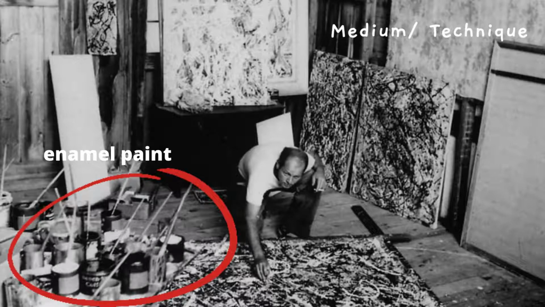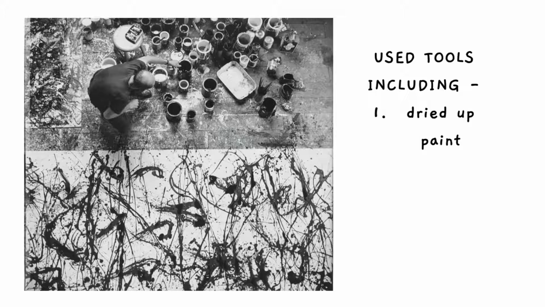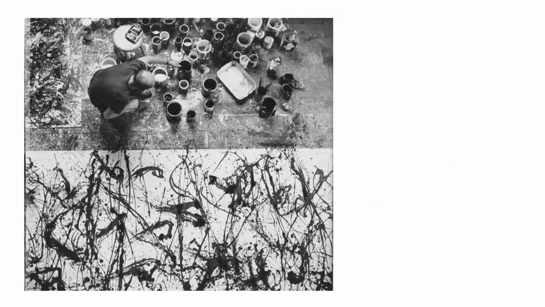Jackson Pollock used enamel paint, also used to paint the outside of houses, to complete his piece, which was the easiest and cheapest paint to find at the time. He also used all sorts of tools, including dried-up paintbrushes, sticks, trowels, knives, and syringes, anything but the traditional painting tools, portraying just how in touch with the real world Jackson Pollock wanted his painting to be.